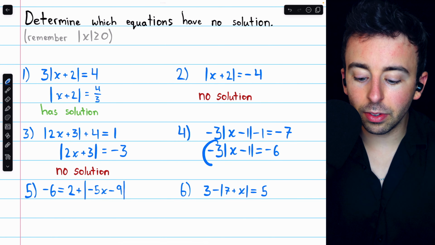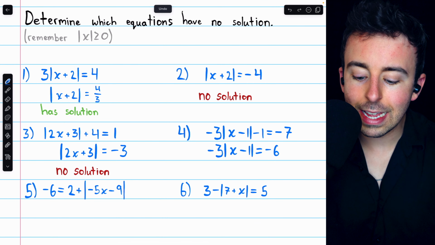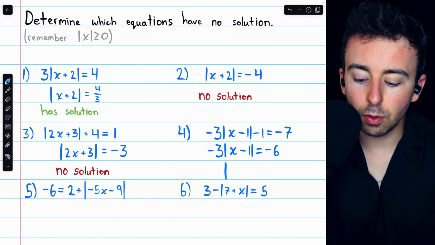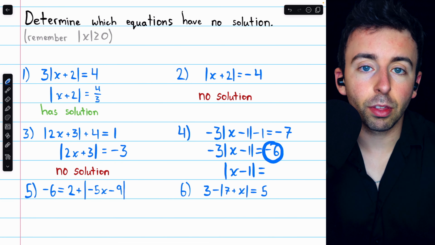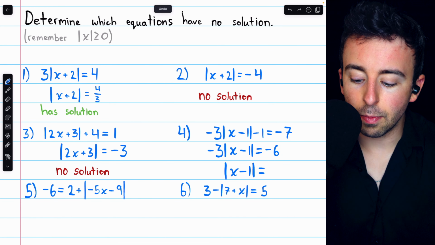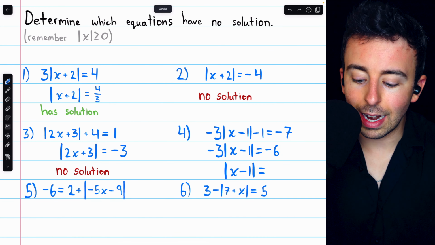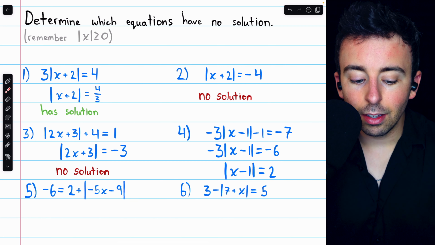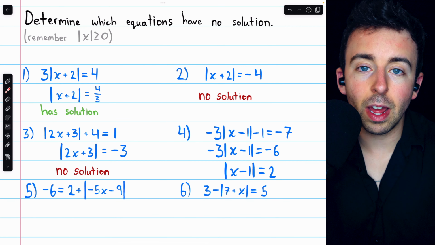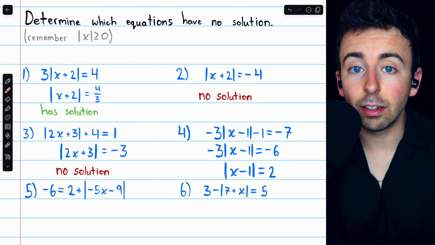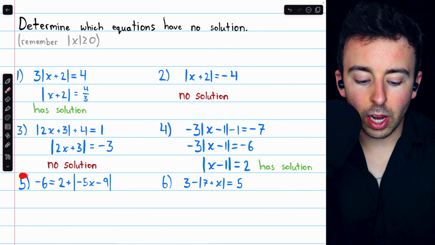Now we can divide both sides of the equation by negative 3 to finish getting the absolute value expression by itself. Then on the left, we have the absolute value of x minus 1, and on the right, we have negative 6 divided by negative 3. Negative 6 divided by negative 3 is positive 2, because a negative divided by a negative is positive. So we have that this absolute value expression must equal a positive number. That definitely has at least one solution. Next, on to equation 5.